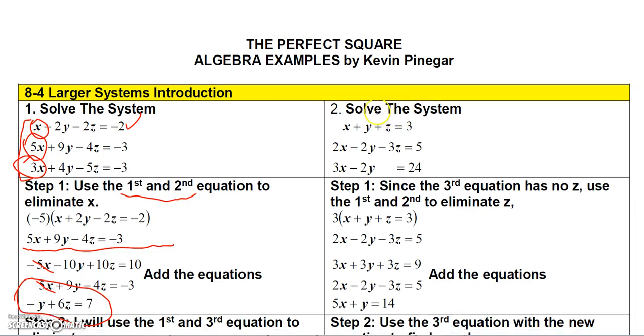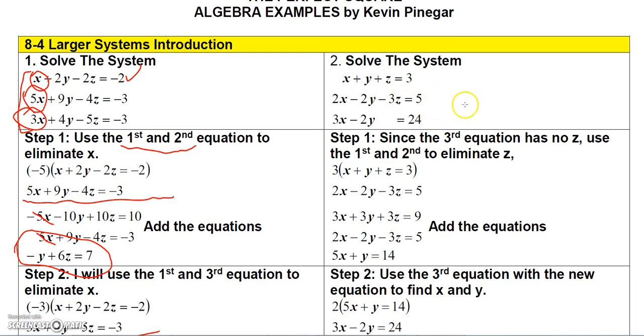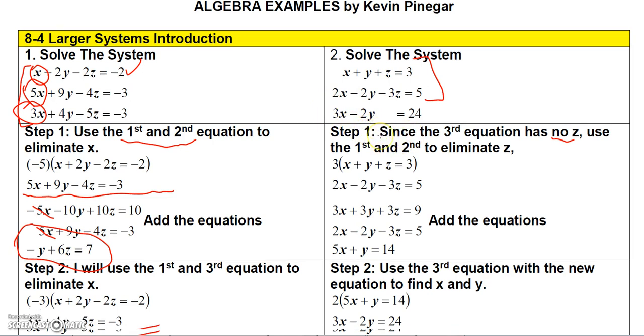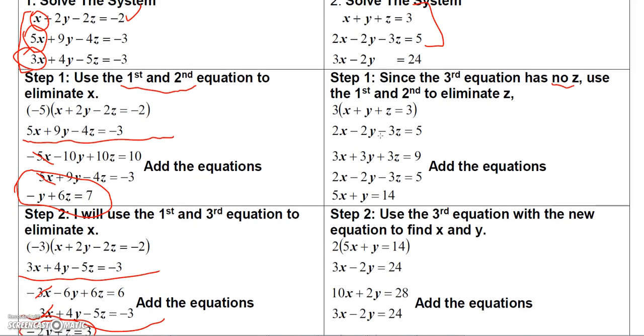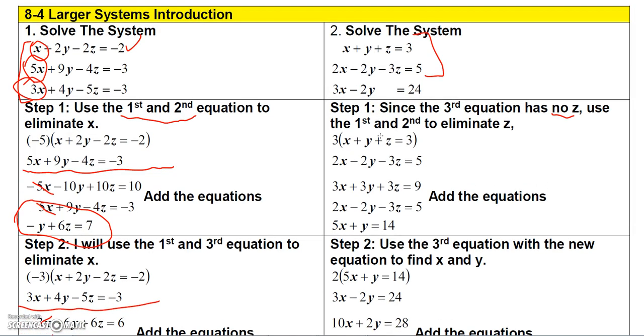Here's another example. This one, since the third equation has no z, it actually makes more sense to eliminate the z from these two equations, and that'll give me an equation that doesn't have a z, and I can match it with this equation that doesn't have a z, and that'll make things a little bit easier to solve. I mean, if you wanted to, you could eliminate the x's from two equations and eliminate the x's from two other equations. But trust me, in this example, since the third equation doesn't have a z, it's easier to just take the first two equations and eliminate z.